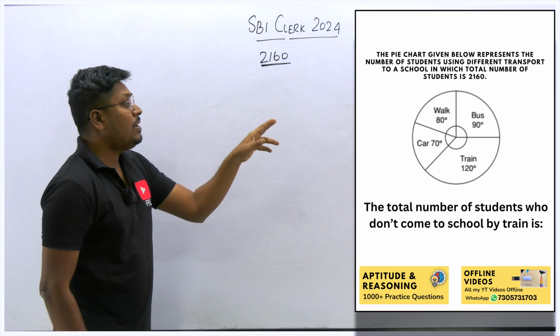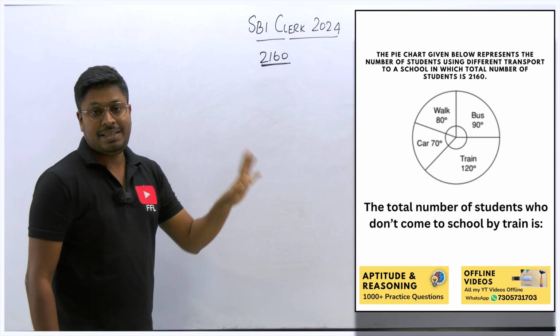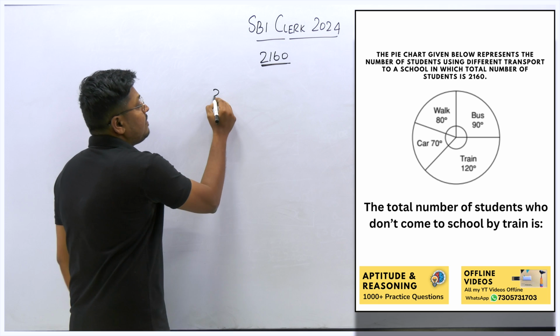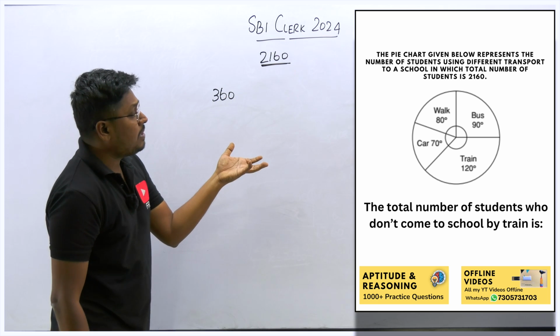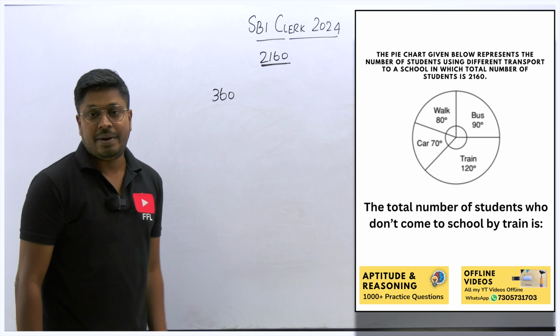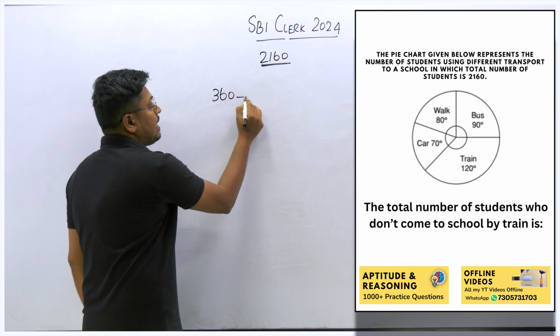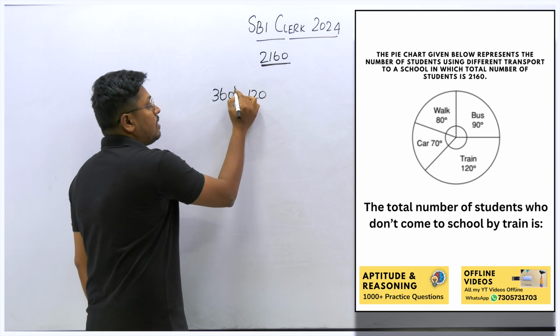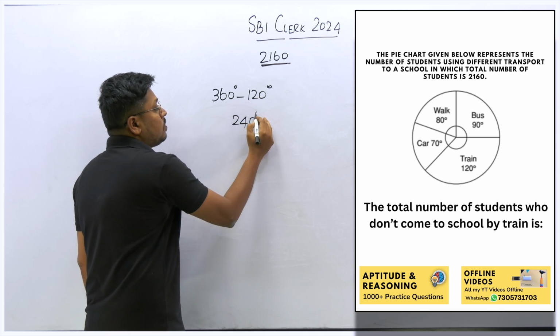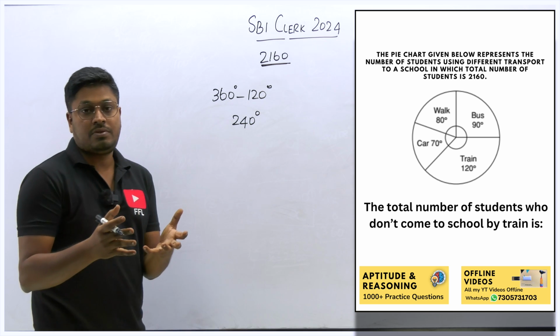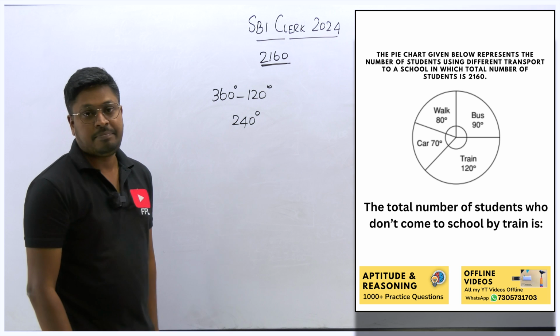For example, we know that the total circle will be 360 degree, right? So 360 will be total. Out of this 360, how many students are coming by train, which is 120 degree. So out of 360, we can directly subtract 120 degree, right? When you subtract 360 minus 120 will be 240. So 240 degree will be the total number of students who are not coming by train, right?